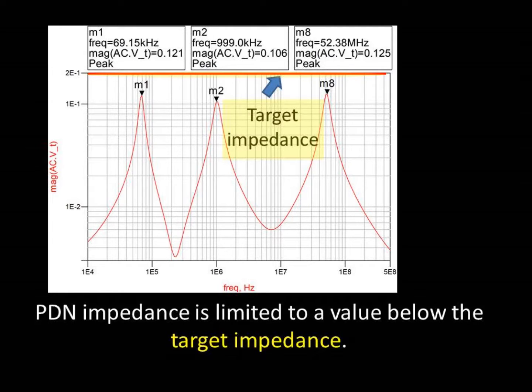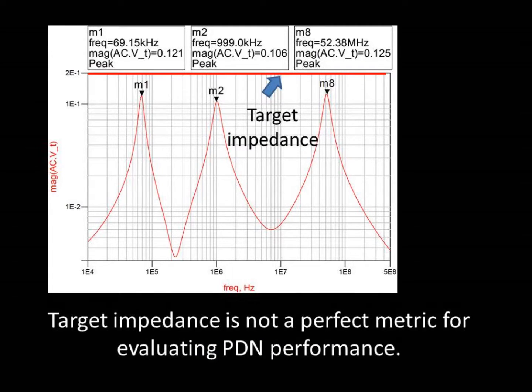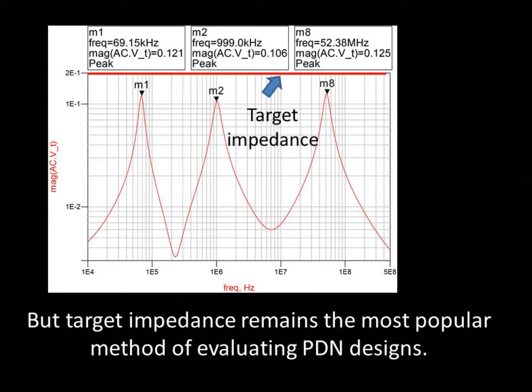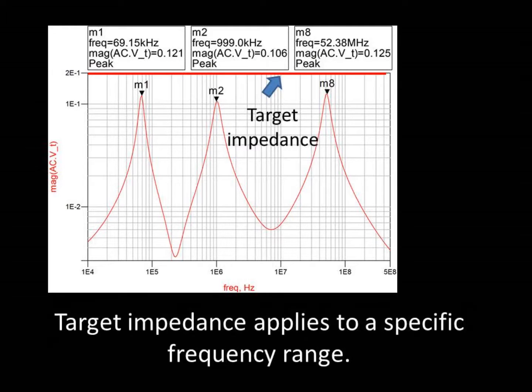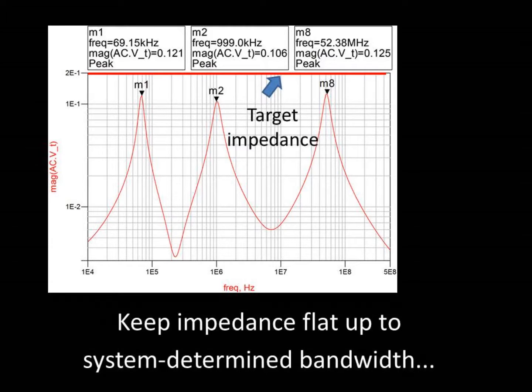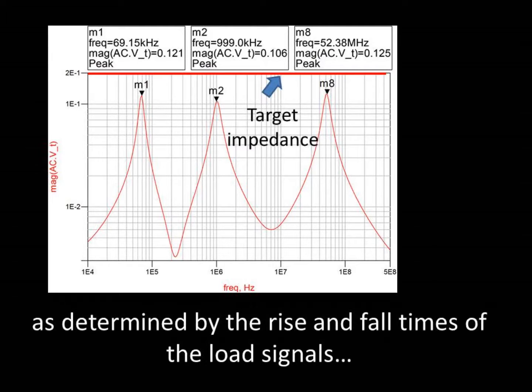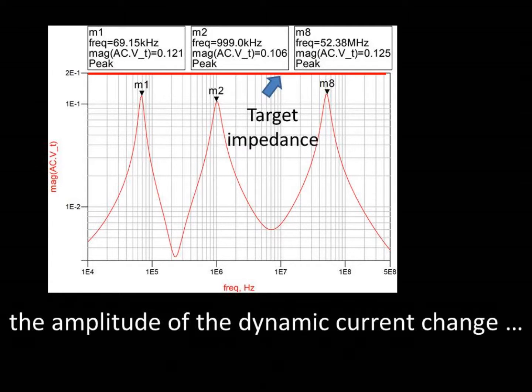So to limit these voltage drops, PDN impedance must be maintained below a specified value, commonly referred to as target impedance. As a metric for evaluating PDN performance, target impedance has some major limitations. Nevertheless, target impedance remains the most popular technique for evaluating PDN designs. Keep in mind, however, that target impedance is only meaningful across a specified frequency range that is determined by the application. So the basic objective should be to keep impedance as flat as possible up to a system-determined bandwidth. This bandwidth will be a function of the edge speed, the rise and fall times of the load signals, the amplitude of the dynamic current change, and the impedance of the PDN.